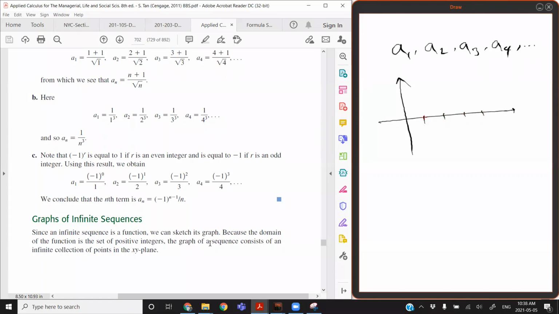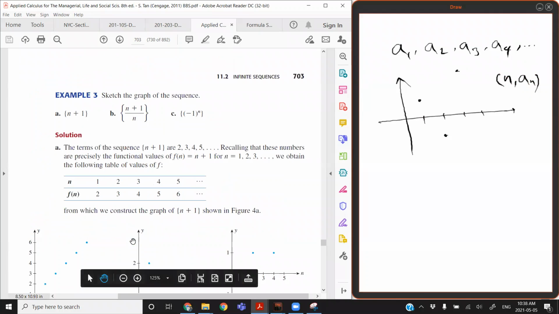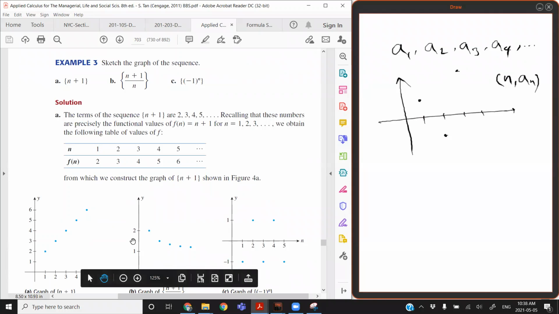What happens if I plug in 1? I get a number. What happens if I plug in 2? I get another number. What happens if I plug in 3? I get another number. So you can just graph n versus an, and you will have the graph of a sequence. And here you have some examples.